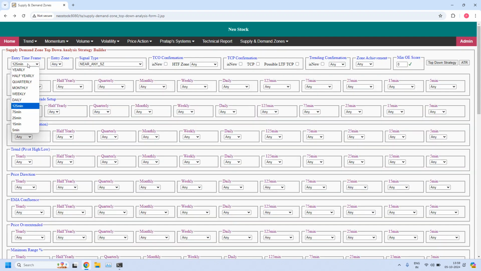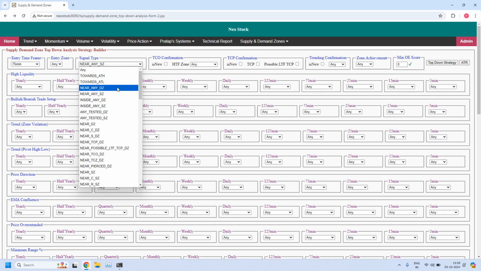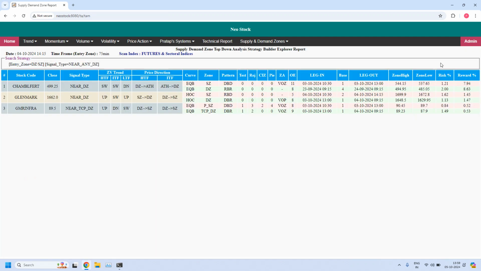Next time frame is 75 minutes. Entry time frame 75 minutes. Let us find the stocks near 75 minutes demand zone. 3 stocks are filtered. And we have one high liquidity demand zone, GMR Infra is a high liquidity 75 minutes demand zone.